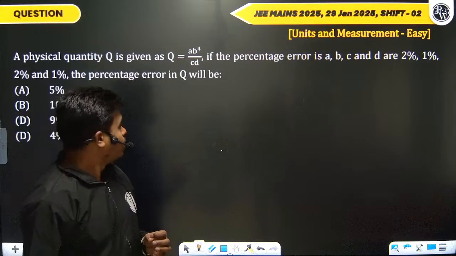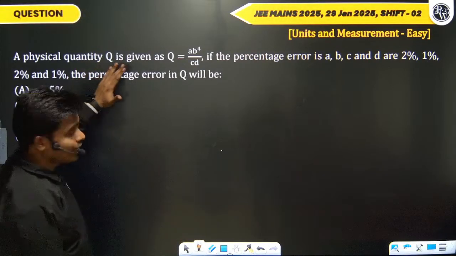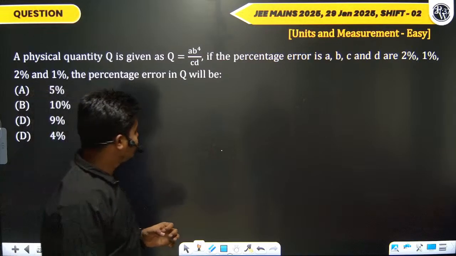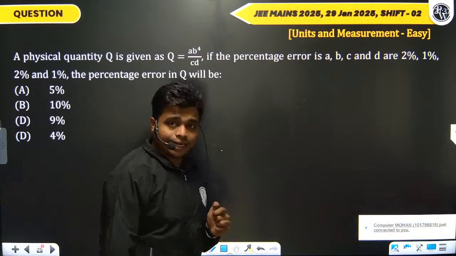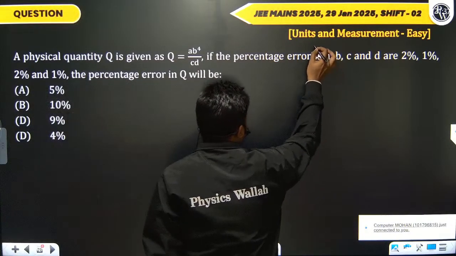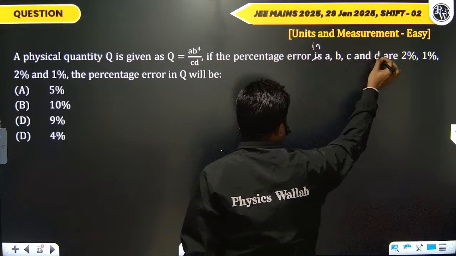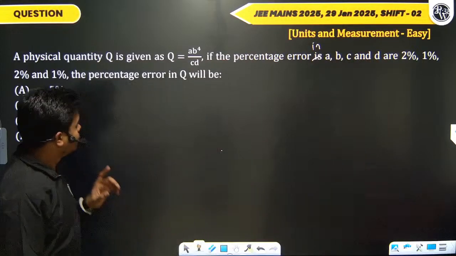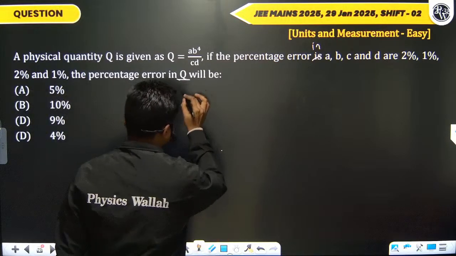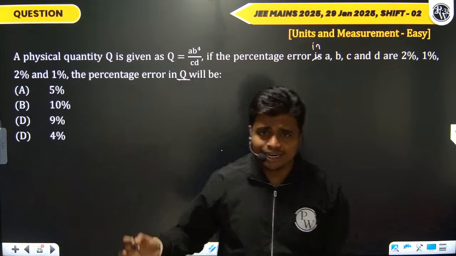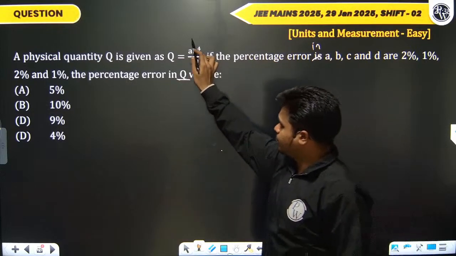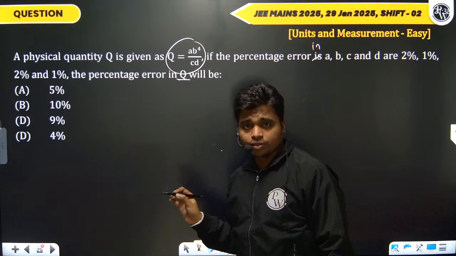The question says we have a physical quantity Q equals A B to the power 4 C divided by C D. If the percentage errors in A, B, C and D are 2%, 1%, 2% and 1% respectively, then what is the percentage error in Q? This is error analysis, a standard topic, and we are solving the question here.